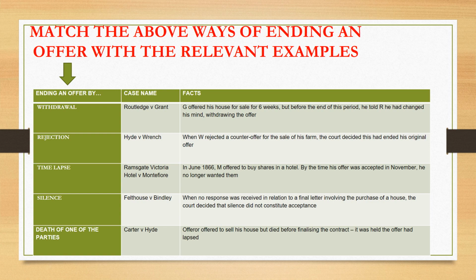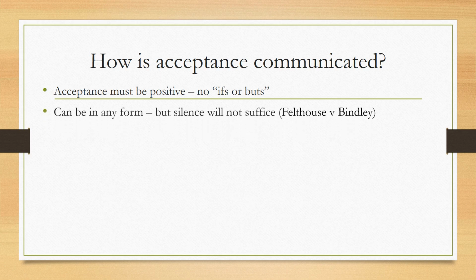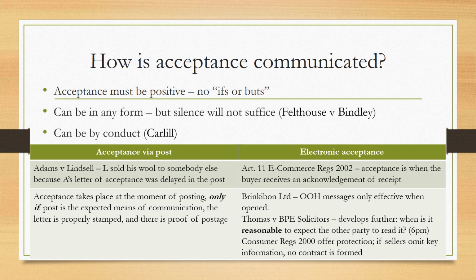Okay, so we're going to move on now. So how is acceptance communicated? It's kind of key to look at this. It must be positive, and it can be in any form, but silence will not suffice. It can be, as we know, by conduct, when we think about our original key case of Carlill. So hopefully these bullet points help you in terms of setting out your notes for principles of law. And then you can look at this table, which illustrates different methods of communication of acceptance.